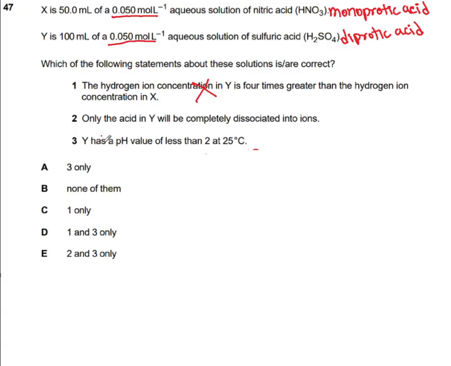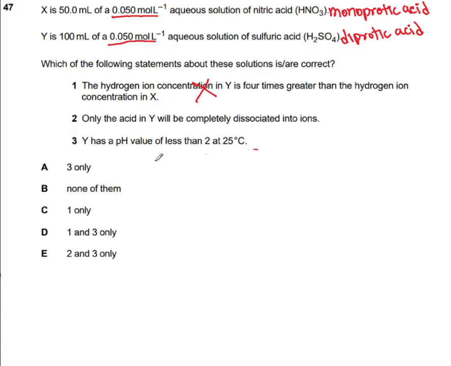Okay, so now statement 2 is: only the acid in Y will completely dissociate into ions. Now we know that this Y is sulfuric acid. So in our calculation, we actually assumed that it completely dissociates into 2 protons. But in reality, it does not. It partially dissociates. It's not like carboxylic acid, but though it is a very strong acid, it is a strong acid for only the first proton. So this is how it is.